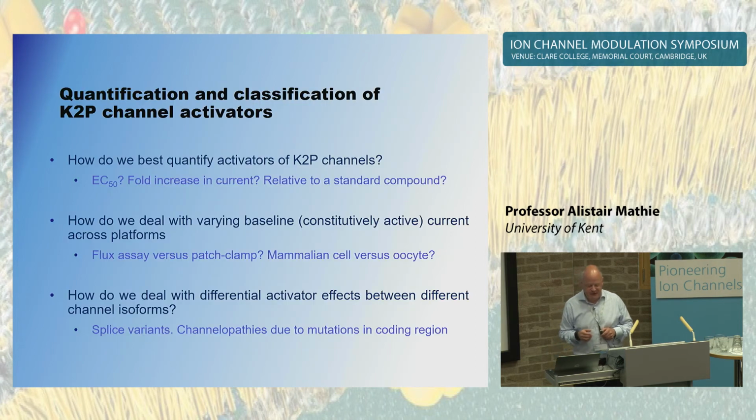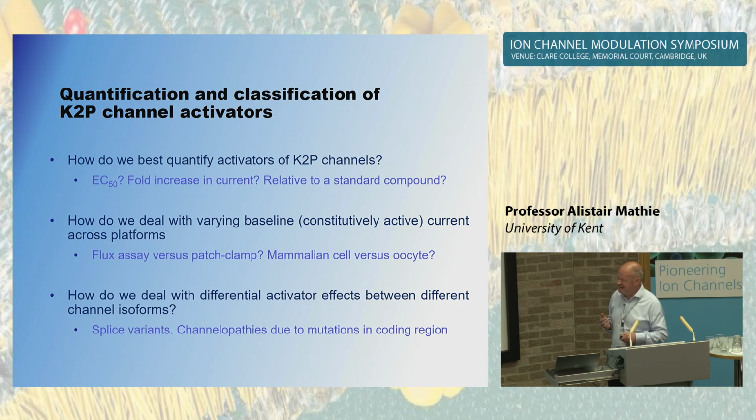I just wanted to pose some questions because it's a bit of homework, if you like. In both of the examples I've given you, we're looking for activators of K2P channels. And the more I think about activators, the more grief it's causing me, because I've realized that I'm not actually clear how to quantify the effects of them so we can do viable comparisons with other studies. So I'll just talk through a couple of examples. How do we best quantify activators of K2P channels? We're not just looking, for example, for 100% inhibition.